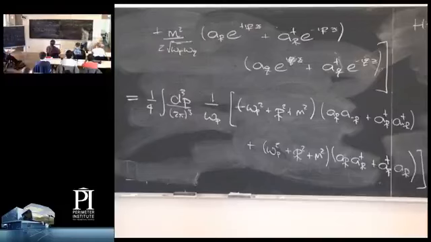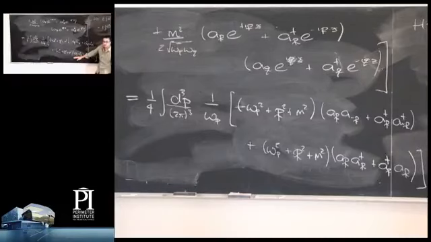This was the one that came from a delta function of p plus q, which tells us that q is equal to minus p. And this was the one that came from the delta function of p minus q, which tells us that q is equal to p. Okay, is that clear?